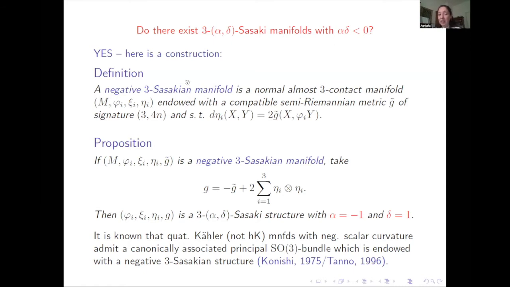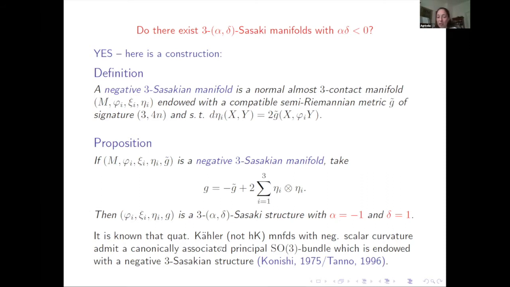So the answer is yes, and here is one construction. There's a certain notion of negative free Sasaki manifolds, which is a normal almost free contact manifold with a semi-Riemannian metric of signature 3,4n. And then everything as before, d eta I equals 2 g times phi I. It's just the usual condition. And if you start with a negative free Sasaki manifold, you change the sign of the metric here in such a way as to obtain a positive definite metric, then in fact, this is free alpha delta Sasaki with exactly the constants we want, alpha equal to minus 1 and delta equal to 1.